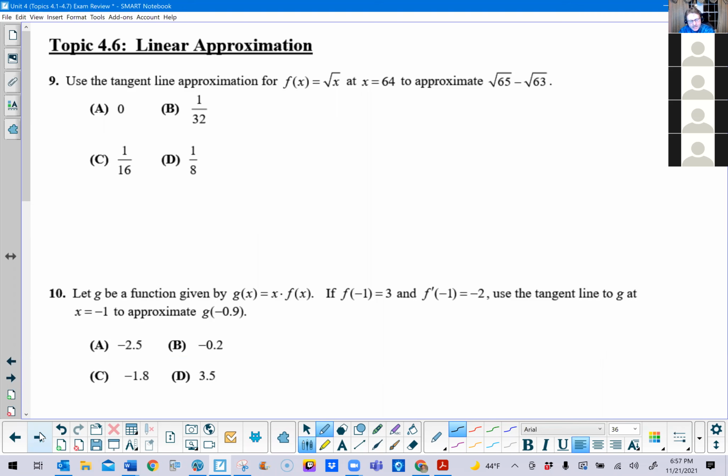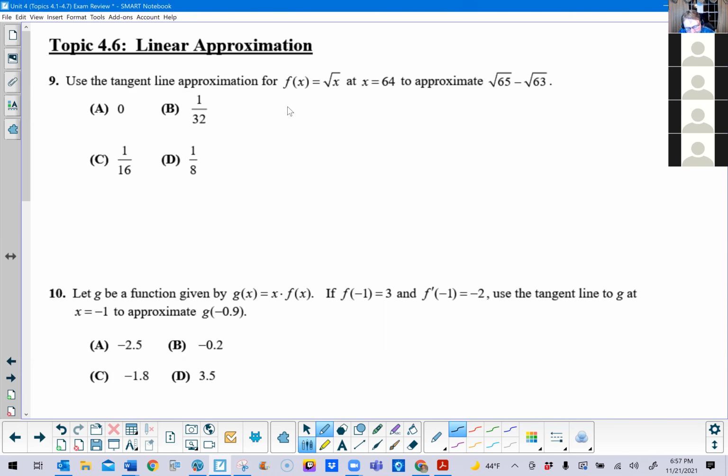Use the tangent line approximation for f of x equals radical x at x equals 64 to approximate the square root of 65 minus the square root of 63. What you don't want to do, you guys, is rely on your calculator. Please don't do that, because it's probably going to spit out some ugly decimal, and it's going to be very difficult for you to say, okay, where does that decimal land in here? Because it's not always going to be the one that's closest to that decimal. We purposely write problems where that may not be the case. This should be a no calculator question, and it certainly would be on the exam.